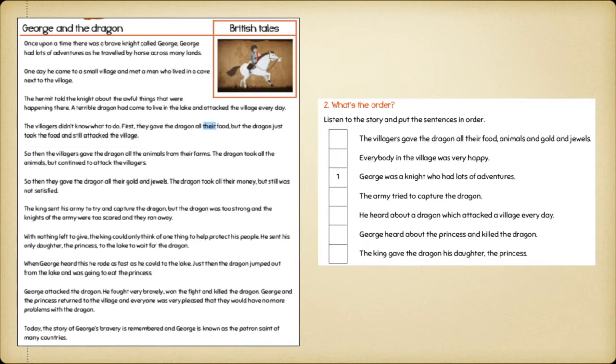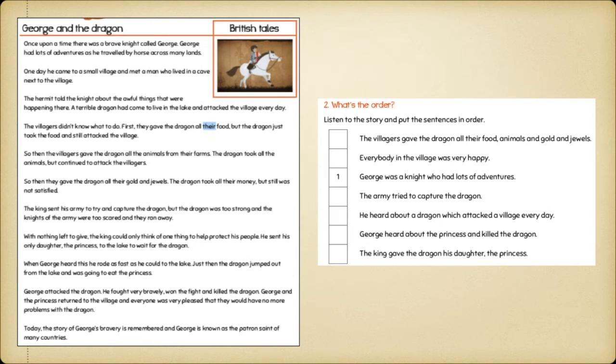And under number 1, the army tried to capture the dragon. And then the next sentence, he heard about a dragon which attacked a village every day. George heard about the princess and killed the dragon. And the last sentence, the king gave the dragon his daughter, the princess. Now, how do you decide which of these sentences goes second, third, fourth, fifth, and sixth, and seventh?